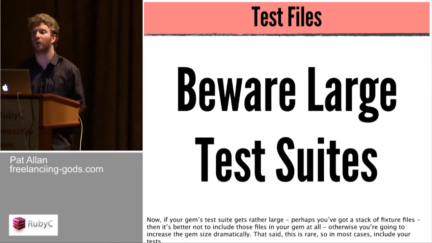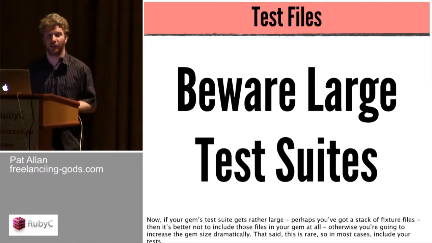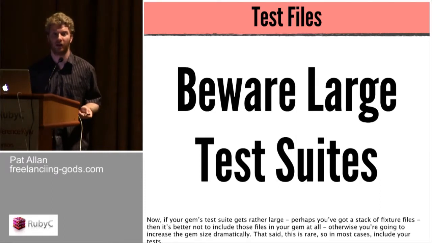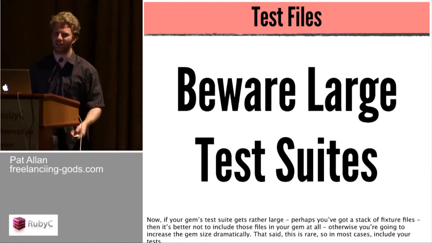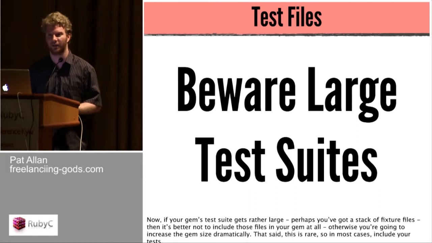The one time when you don't is when your tests are really, really large. So I've had cases where I've had a fixture file which is 10 meg of data that's loaded in on every test. Now, I don't want anybody installing my gem to have to download my 10 meg of fixture data as well as the rest of the gem. So in that case, I would make sure those files are not listed in the gem spec. But in every other situation, your tests are going to be nice and small because they're just text files. So just list them in your gem spec as well.